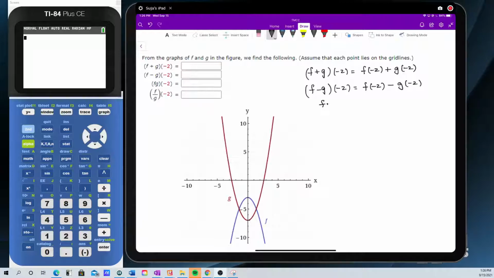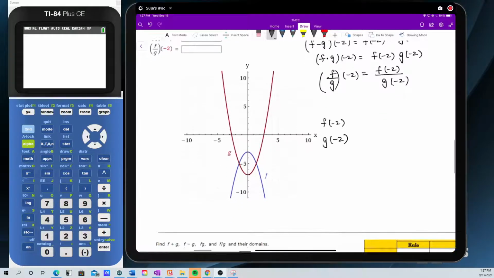f times g of negative 2 means find f of negative 2 and find g of negative 2 and multiply them. And then f over g of negative 2 means take those two, f of negative 2 divided by g of negative 2. So in all these cases, the first thing I need to find is what f of negative 2 is and g of negative 2 is.